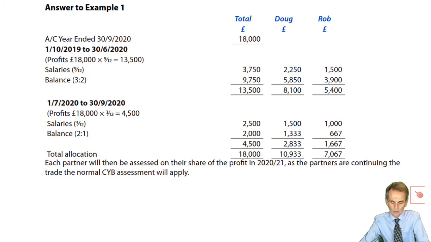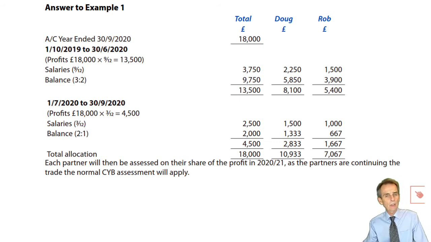Okay, well hopefully the answer that you've produced and that you're looking at now is remarkably similar to the one that we see in front of us on the screen. Should we call it the model answer there? But again, the process. We need a total column and a column then for each partner that has been a partner at any point during the accounting period in question. Now that here was not an issue.